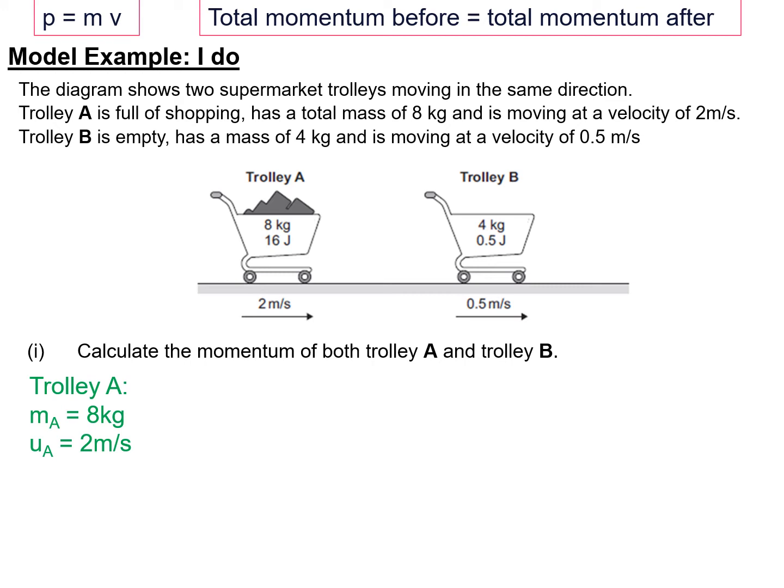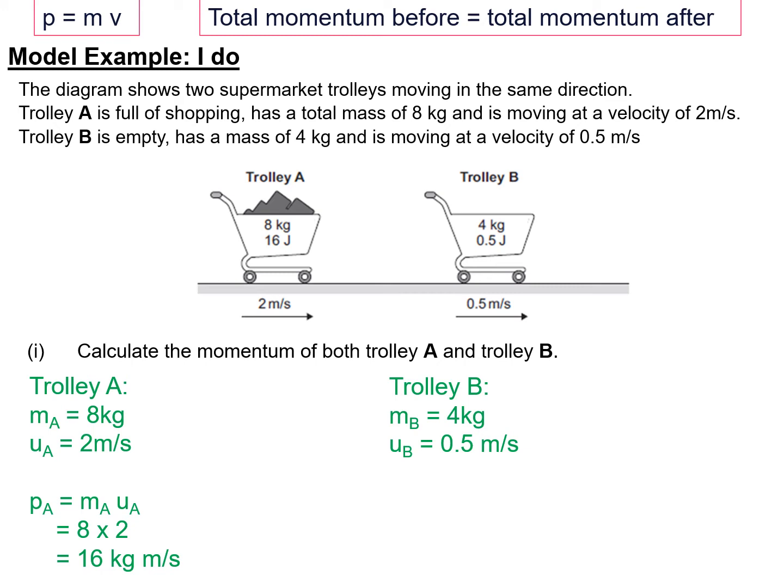That is because it is the velocity at the start, that initial velocity. We then write our normal 3 lines of working, the equation in symbol form. So we know that momentum is mass times velocity. And so here we're using p = mu because u is the initial velocity. And we substitute in our numbers and we get 16 kilograms meters per second. We then do the same for Trolley B. So the mass of Trolley B is 4 kilograms. The initial velocity of Trolley B is 0.5 meters per second. And then we perform our 3 lines of working and we find out that the momentum of Trolley B is 2 kilograms meters per second.